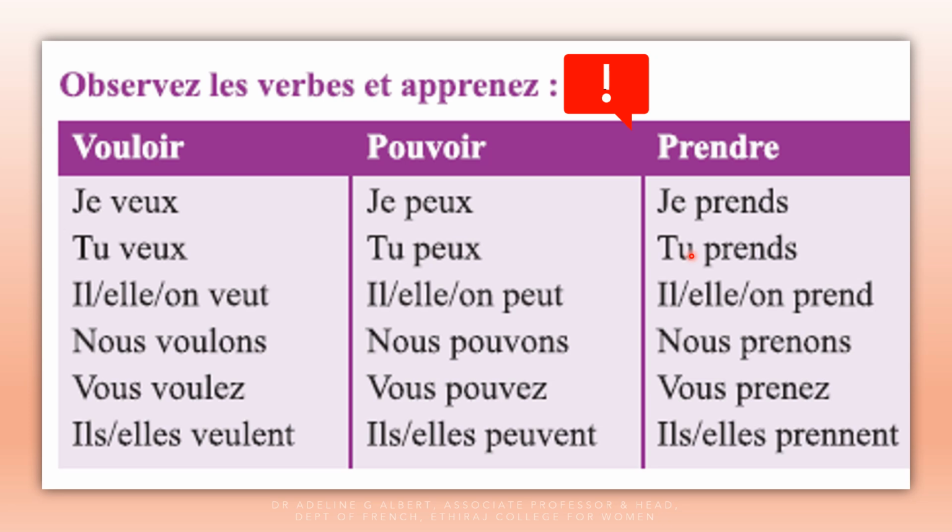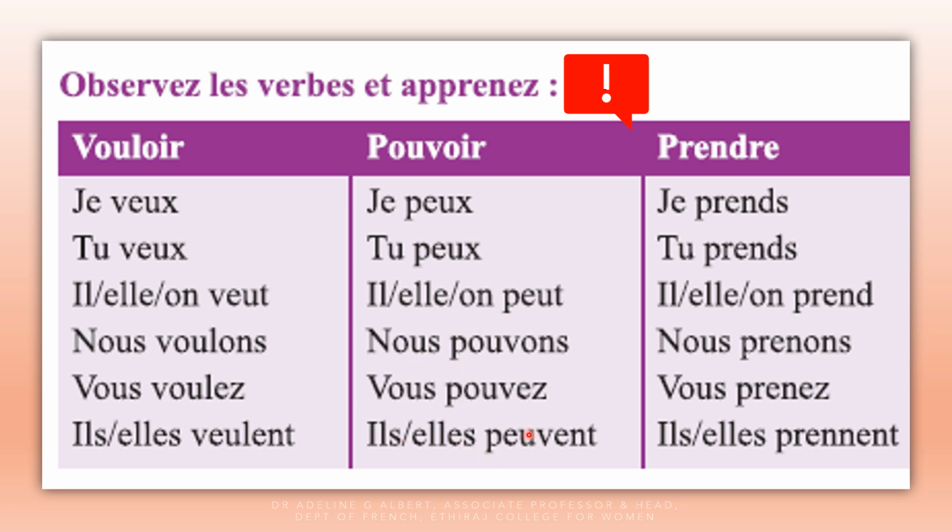And how do you make a verb negative? You should put ne in front of your verb and pas after your verb. Donc, je ne veux pas means I don't want. Je ne peux pas means I cannot. Je ne prends pas means I do not take. Okay? Je peux, tu peux, il peut, elle peut, on peut, nous pouvons, vous pouvez, ils peuvent, elles peuvent.